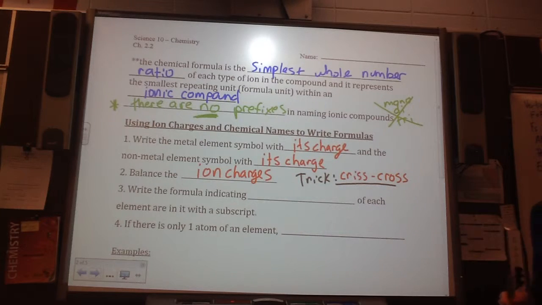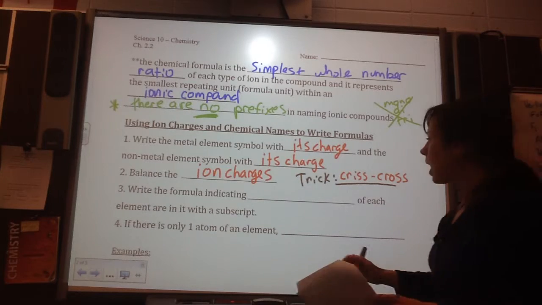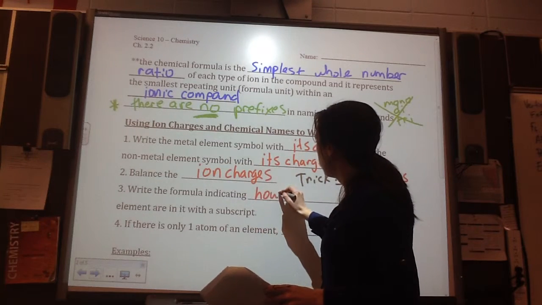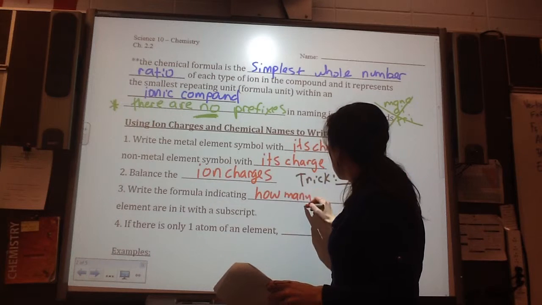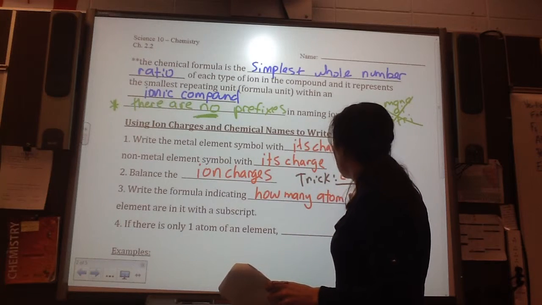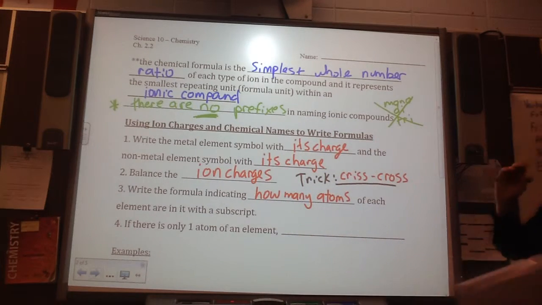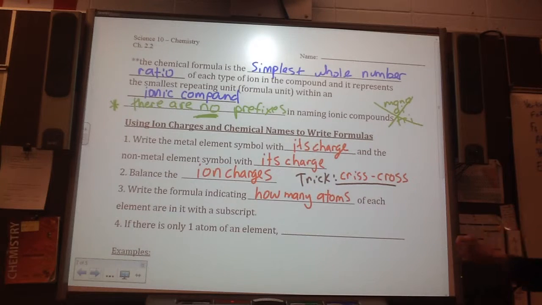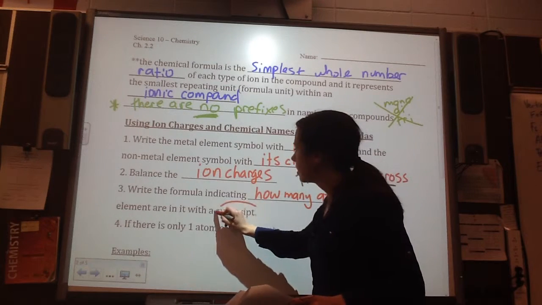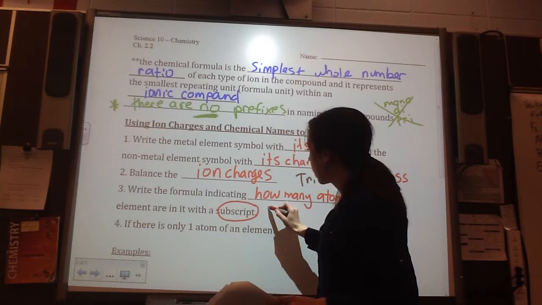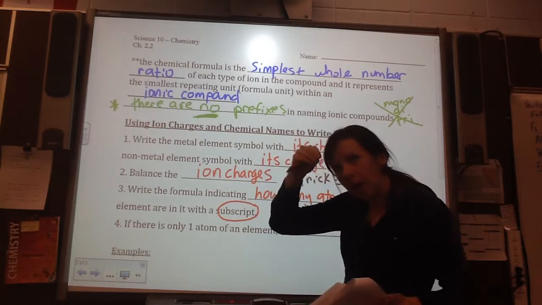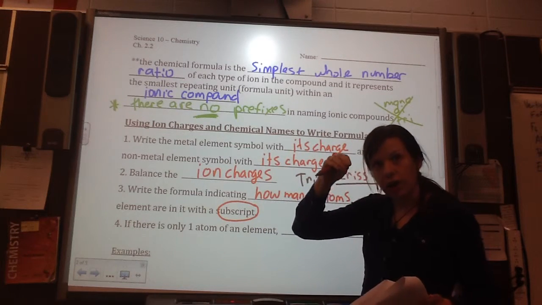Write the formula indicating how many atoms of each element are in it with a subscript. So that's like with the number down below. So the number is below.